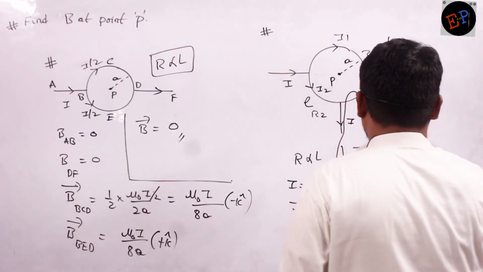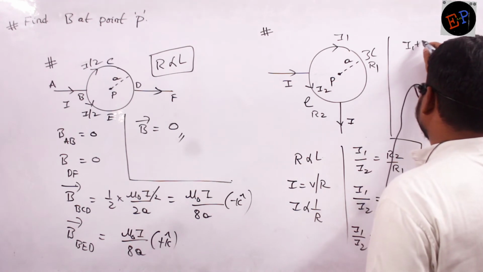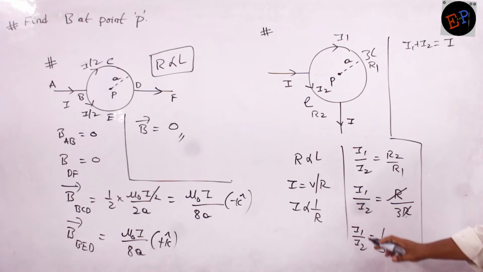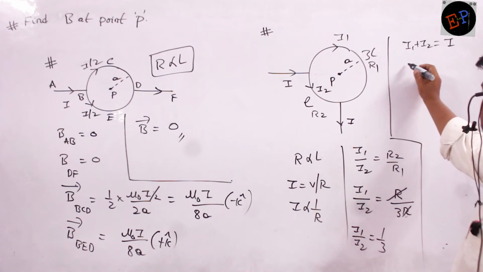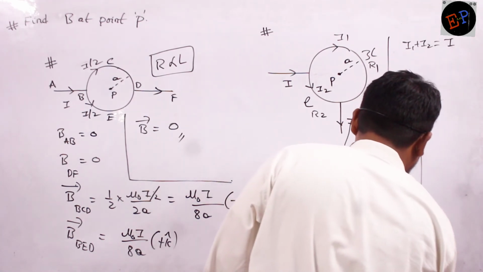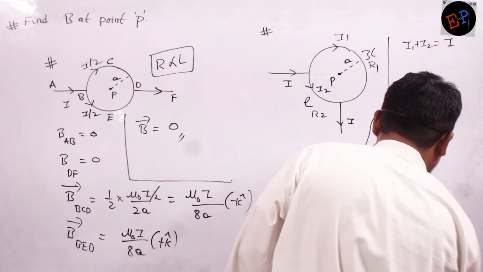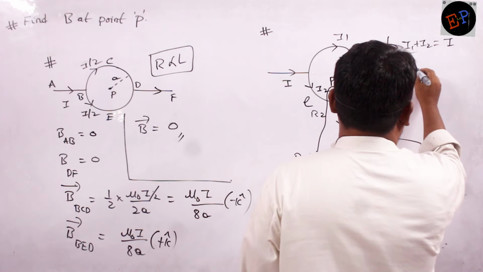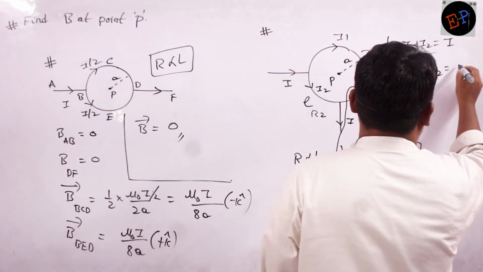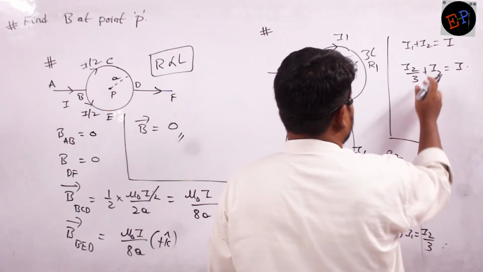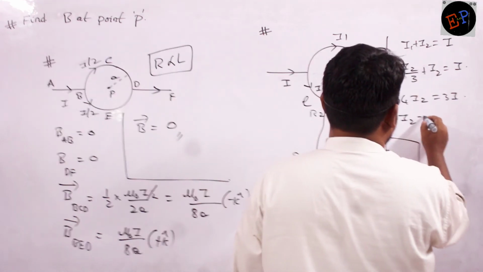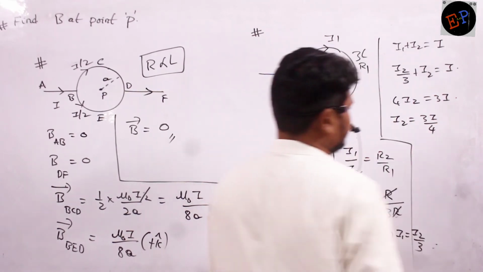And we also know that I1 plus I2 is I only. I1 by I2 I got as 1 by 3. So I can write I1 is equal to I2 by 3. Take this value and substitute here. I2 by 3 plus I2 is equal to I. Clear? So 4I2 is equal to 3I. Therefore I2 is equal to 3I by 4.